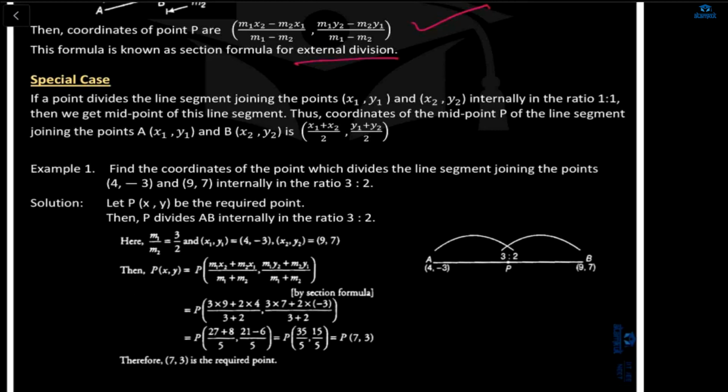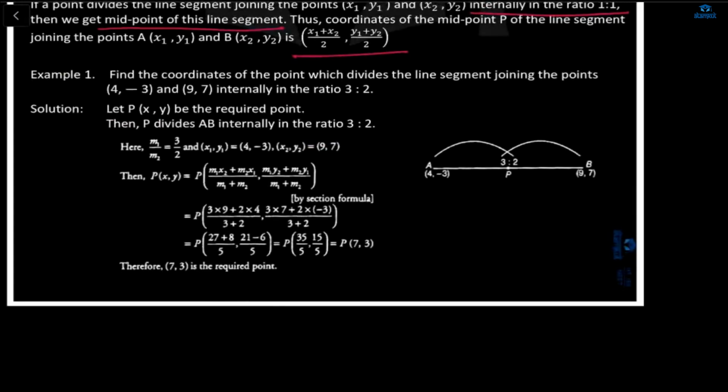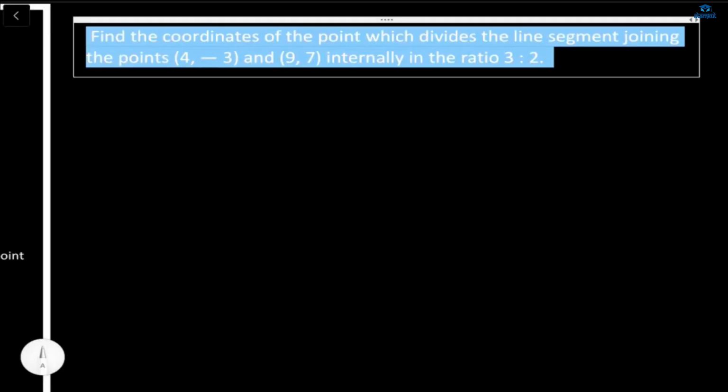So when the ratio is 1:1, whatever you multiply with 1, you get the same number. So in that special case, internally in the ratio 1:1, the midpoint of the line segment will be your formula. If you know that it is dividing in the ratio 1:1, you can simply apply (x1 plus x2) by 2, comma (y1 plus y2) by 2. Now these are the questions. We'll discuss one question at least today.